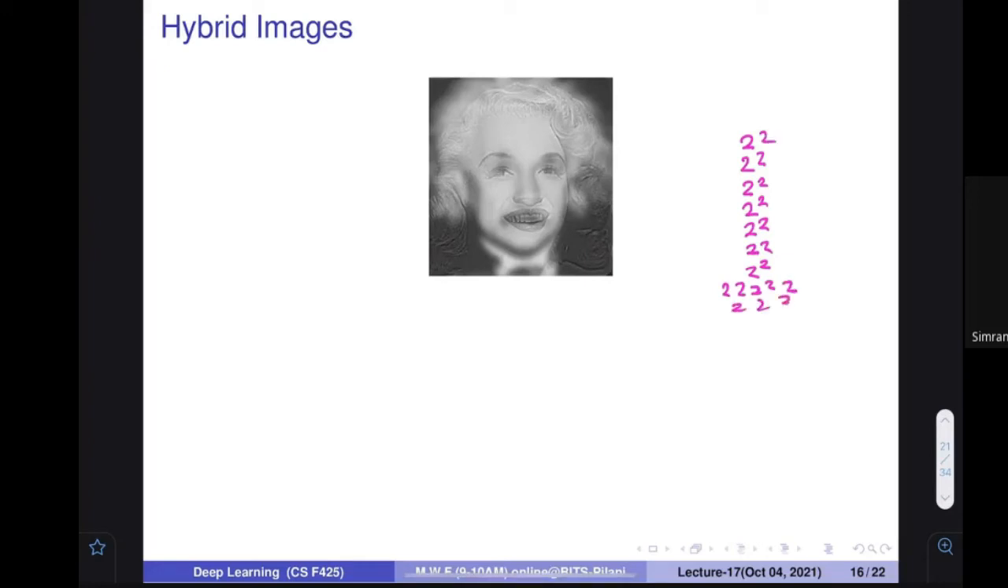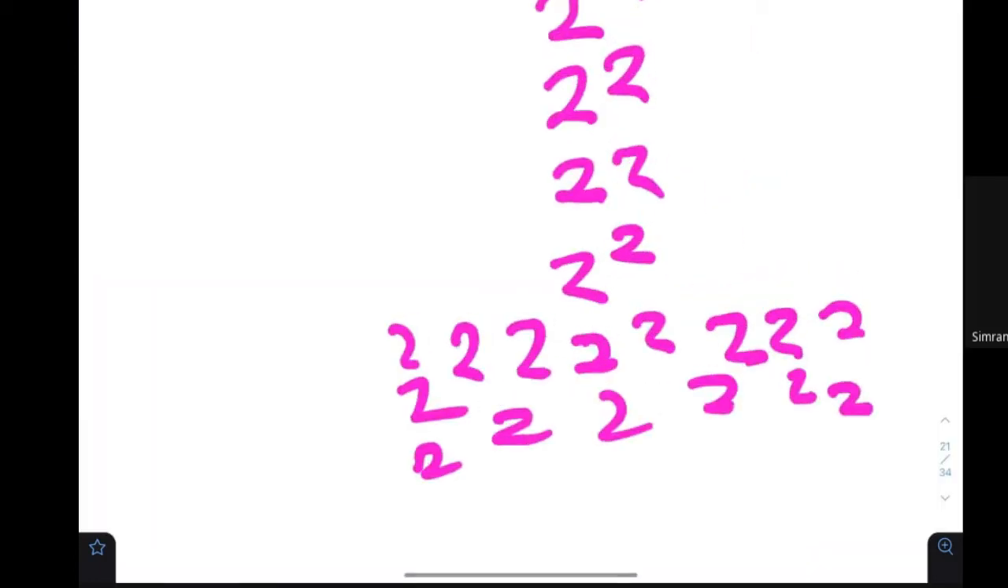What I'm writing? 2. What I'm writing? Where I have written the 1.